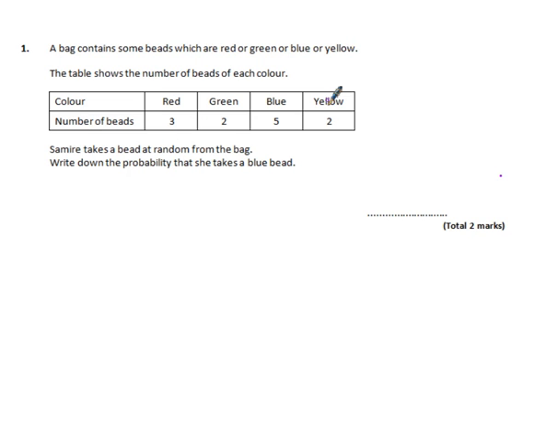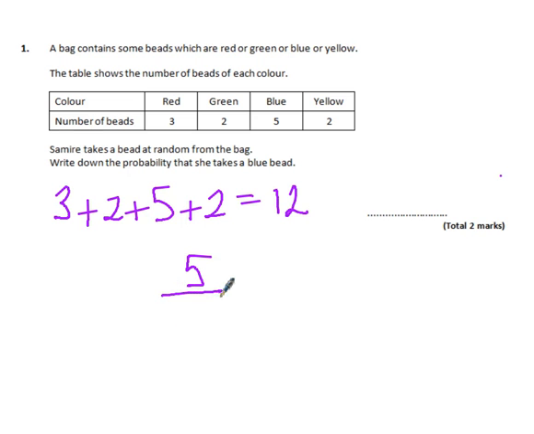So I need to work out how many beads there are altogether. So 3 plus 2 plus 5 plus 2. If I add those together, 3 and 2 are 5, and another 5 is 10, and another 2 is 12. How many are blue? There are 5 beads out of 12, so that's 5 twelfths. 5 is not a factor of 12, and 5 and 12 don't have a common factor, so it can't be simplified. So my answer is going to be 5 twelfths. So just to recap, we looked at the number of beads and then how many beads were blue. So 5 out of a total of 12 beads.